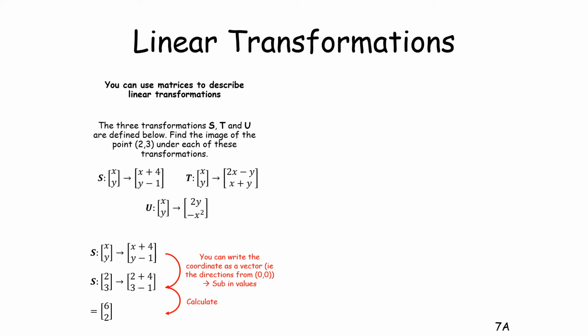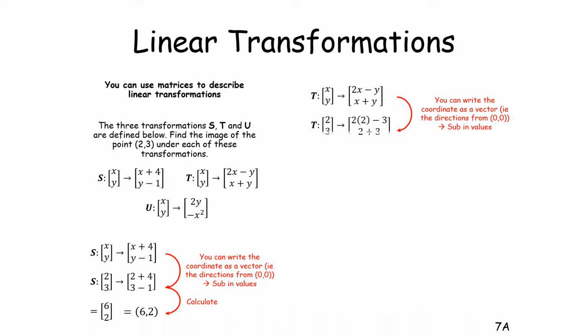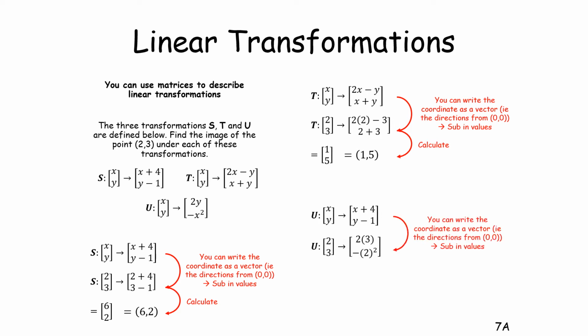So you guys pause the video and work out T and U. Okay, so for T, if we follow this transformation, same as before, if we take our coordinates, 2, 3, substitute it in, and we do calculation, we'll see our coordinate now becomes 1, 5 under that transformation. Now let's look at U. So we're going to calculate by substituting in 2, 3, and that gives us 6 minus 4, so coordinate 6 minus 4.